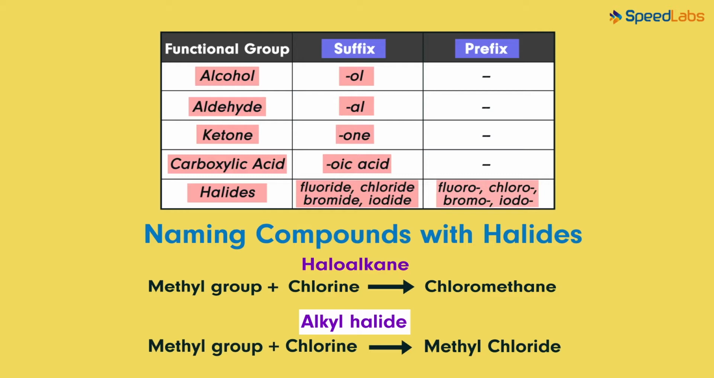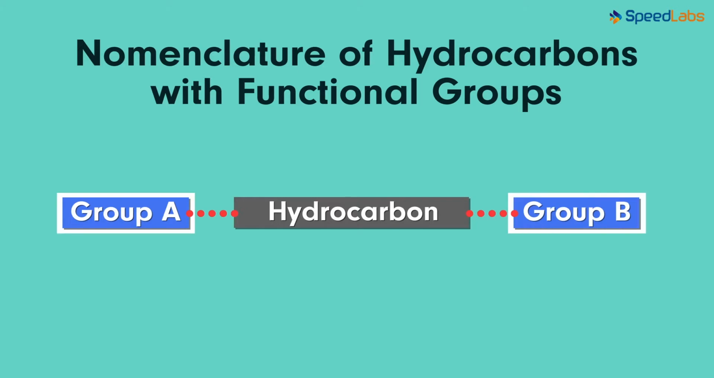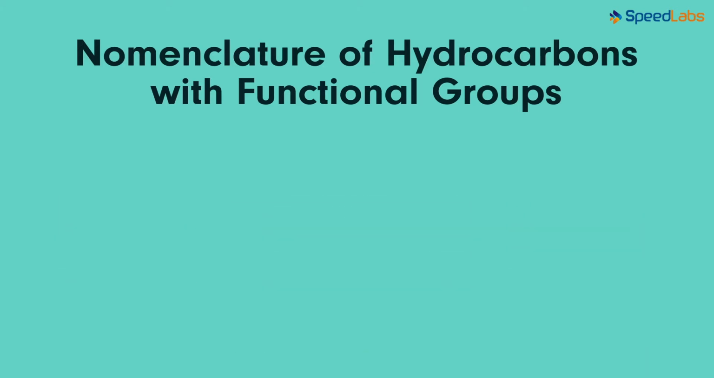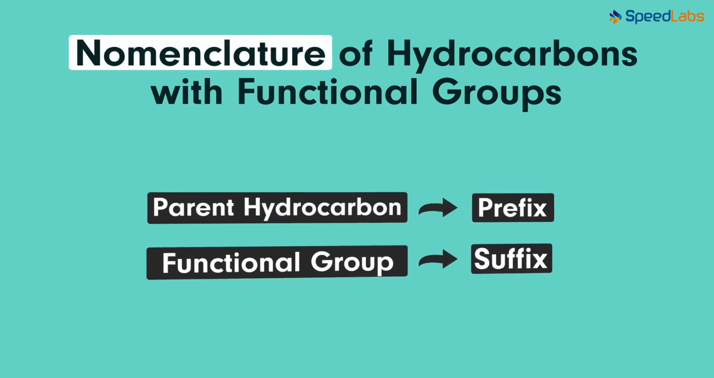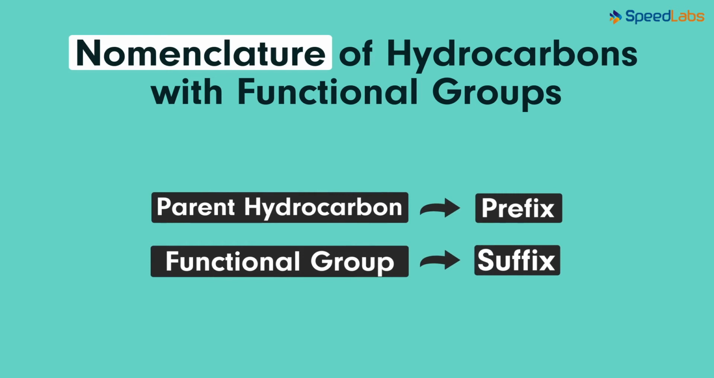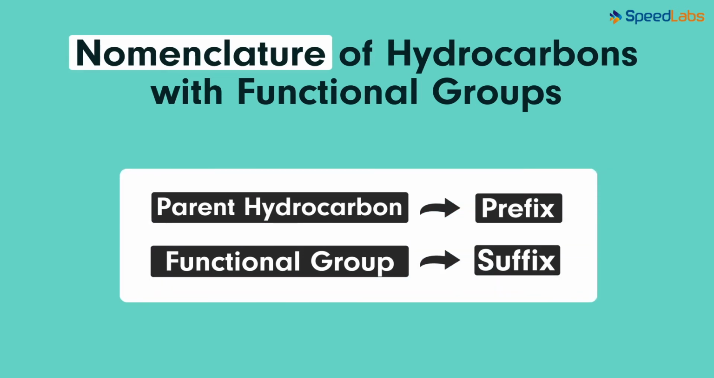There are many other rules as well, like in the case of compounds with 2 or more functional groups. But we will learn about these complex compounds in our higher grades. So for now, we learn the nomenclature system keeping in mind these basic rules. Let us understand how we name the various compounds using these basic rules along with a few examples in the upcoming videos.